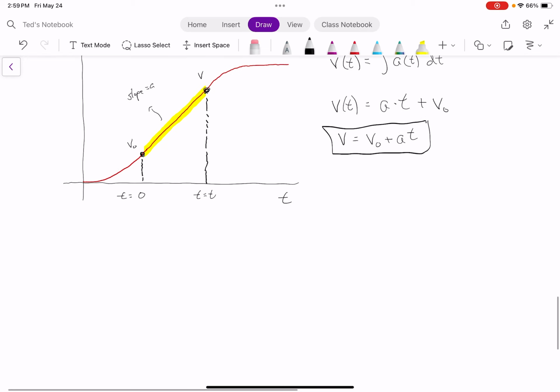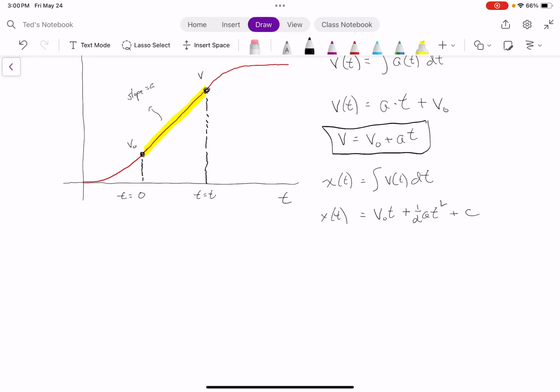Next, to find position, we can integrate again. And if we integrate again, we can find that our position should be equal to the integral of velocity. And again, this is just a polynomial. So when we integrate v0, we get v0 times time. When we integrate at, we get 1/2 at squared. And then we add our constant. And this would be our position as a function of time.